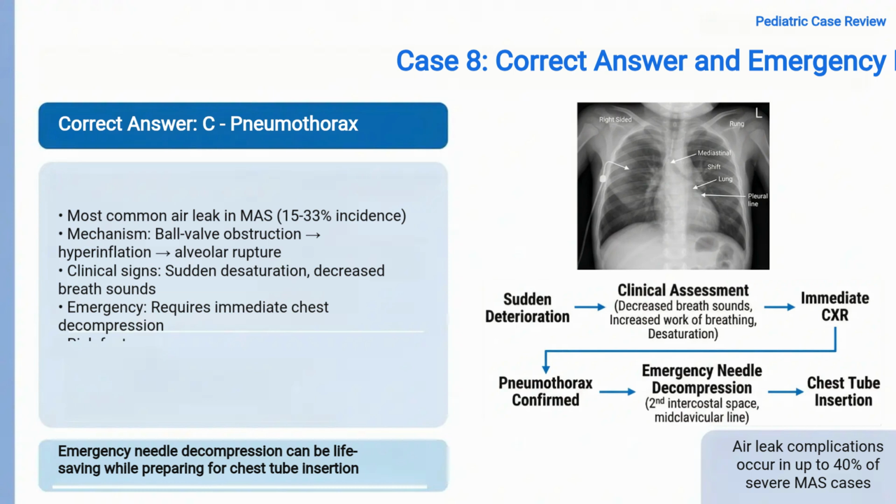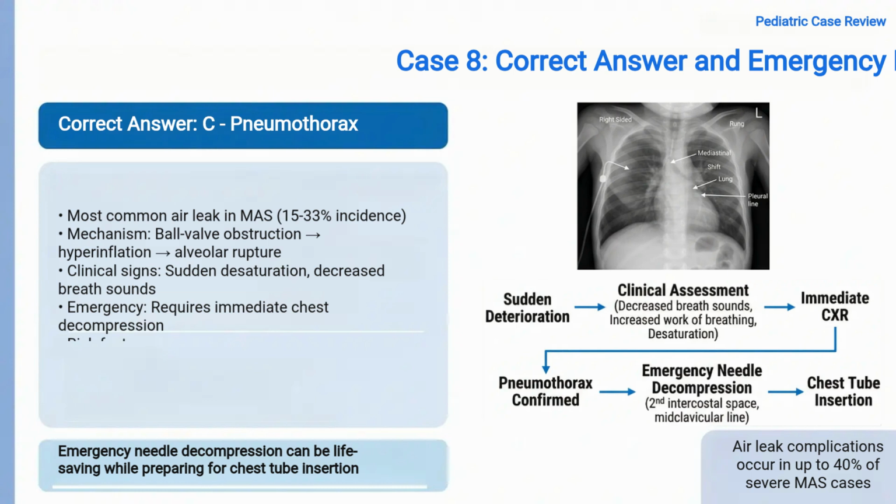The mechanism is ball valve obstruction leading to hyperinflation and then alveolar rupture. Clinical signs include sudden desaturation and decreased breath sounds. Risk factors include high peak inspiratory pressures, positive pressure ventilation, and underlying surfactant dysfunction. This is a true emergency requiring immediate chest decompression. The management algorithm: recognize using sudden hypotension, decreased breath sounds, and desaturation. Confirm with chest X-ray or bedside ultrasound.